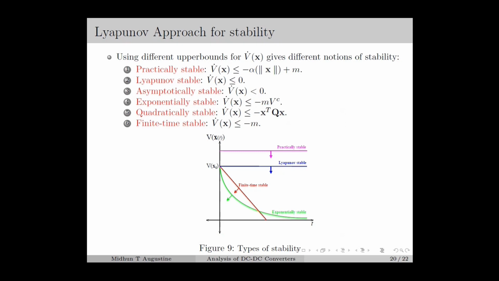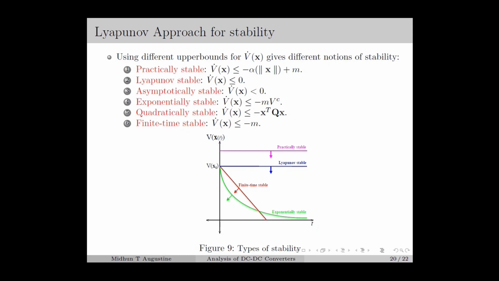Now, figure 9 shows the plots of the bounds for the Lyapunov function for these different stability notions. For finite time stable, the plot of the Lyapunov function will be bounded by this red curve. So we can see that the Lyapunov function will converge to 0 in finite time. And for exponentially stable, the plot will be bounded by the green curve, which indicates that the Lyapunov function will converge to 0 at an exponential rate.